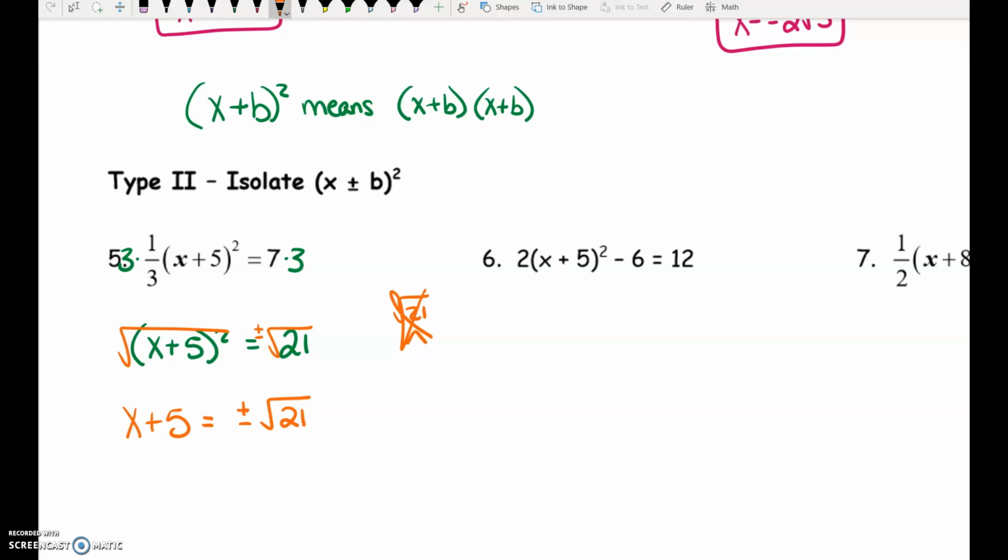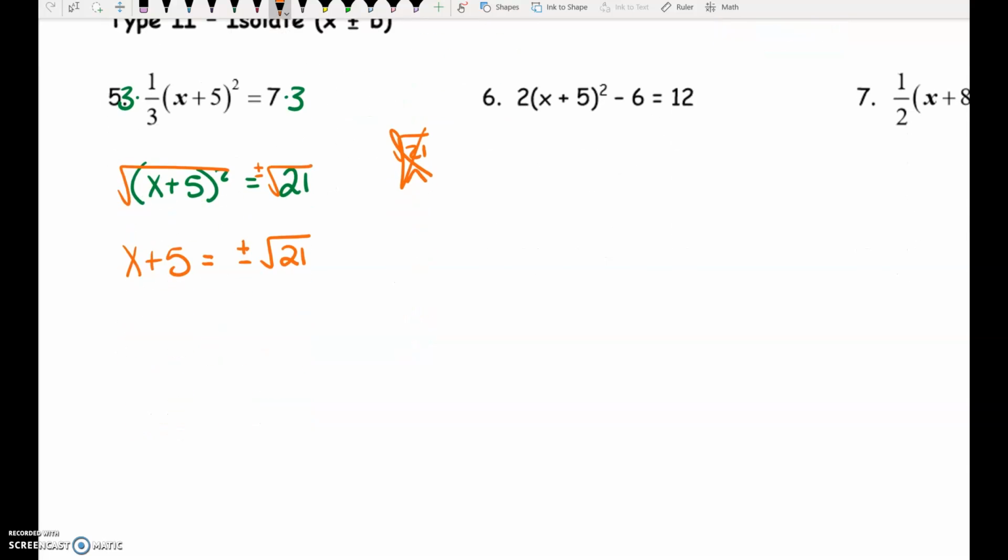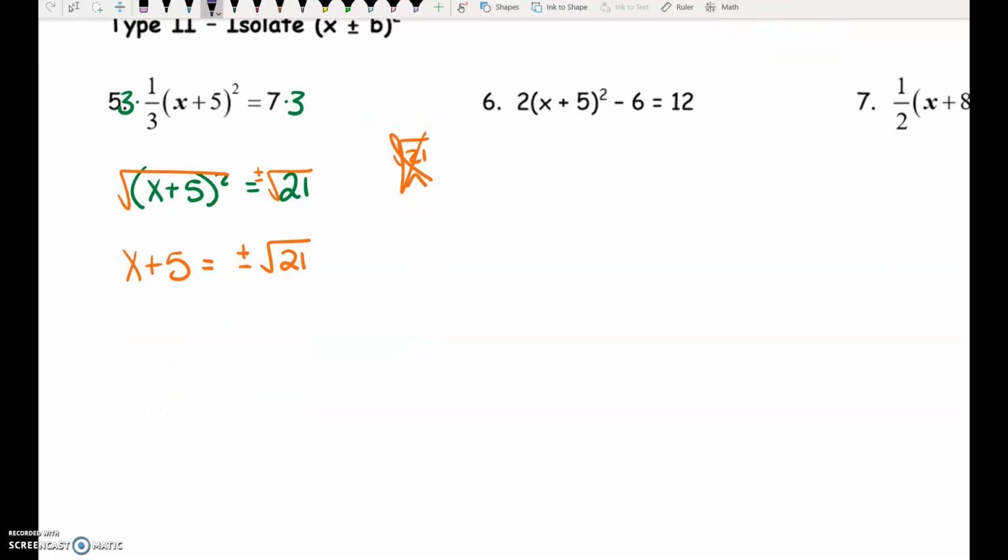We need to get x by itself. So what else do we need to do? Minus 5. Can you do the square root of 21 minus 5? No. So we're going to stick that minus 5 in front of the plus minus symbol. x equals -5 plus minus the square root of 21.